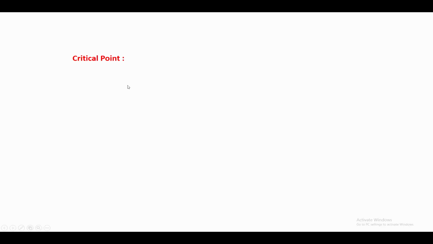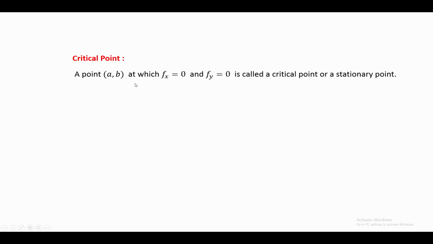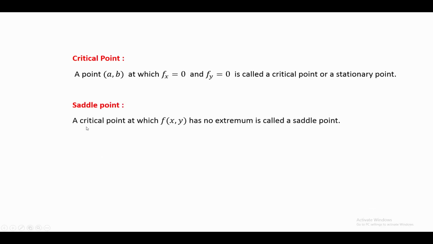Next definition: critical point. A point (a,b) at which fx equals 0 and fy equals 0 is called a critical point or stationary point. At point (a,b), both first derivatives, fx and fy, are 0; it is called a critical point or stationary point. Saddle point: a critical point at which f(x,y) has no extreme value is called a saddle point. Means at the point where the function is neither maximum nor minimum, this point is called a saddle point.